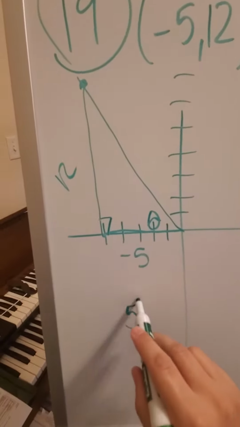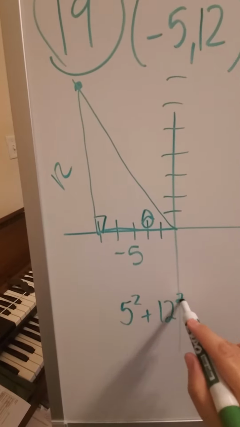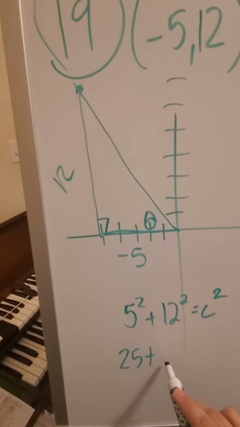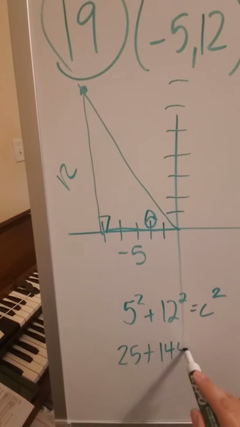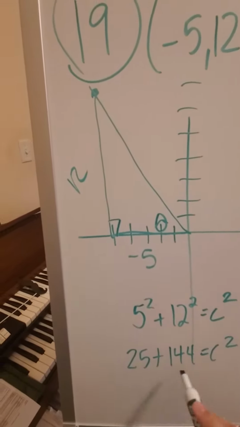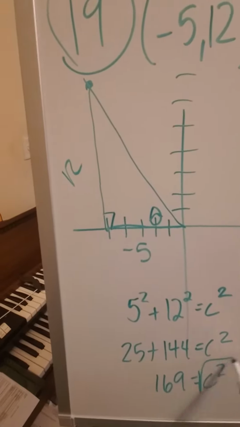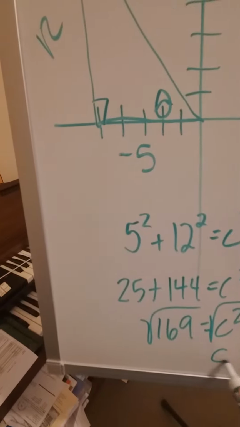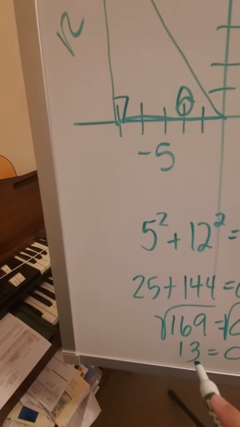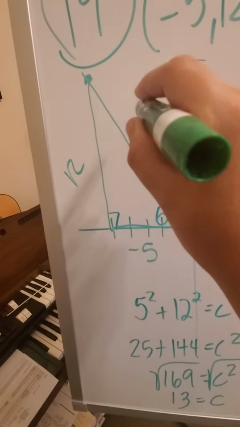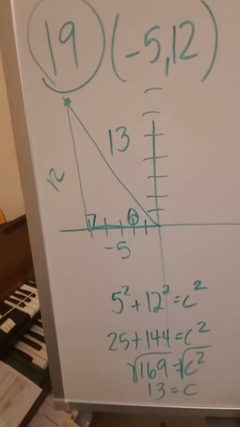So I'm going to say 5 squared plus 12 squared equals, I don't know, squared. 5 squared is 25. 12 squared is 144. If I add that together, I should get 169. If I square root that, the square root of 169 is 13, okay? So now I know this is 13.